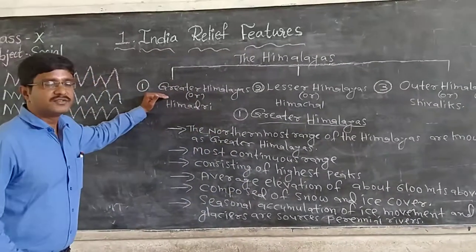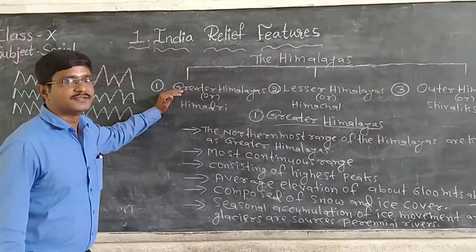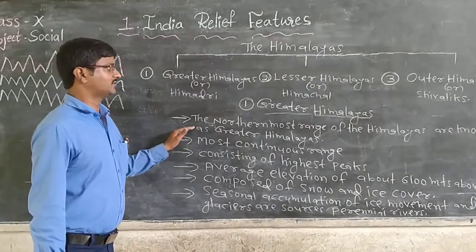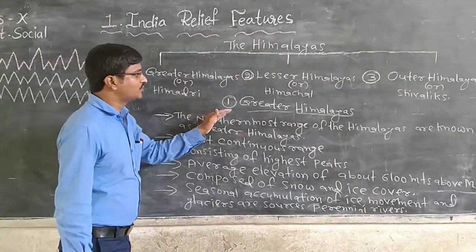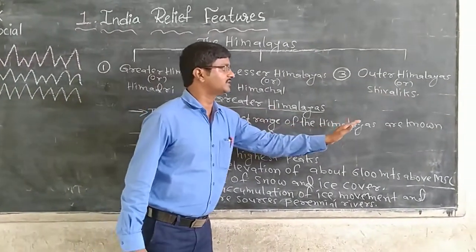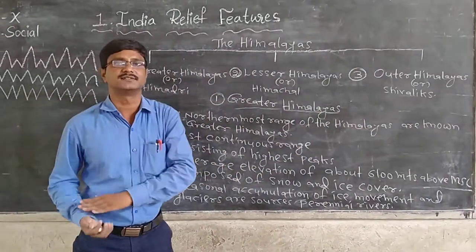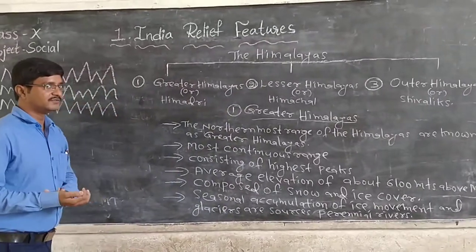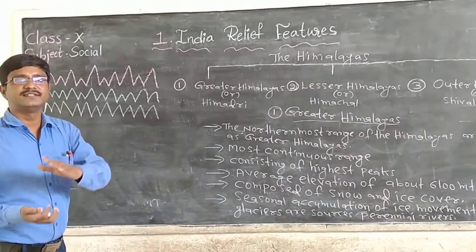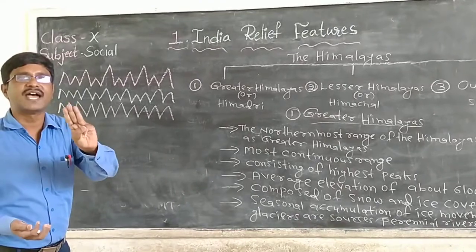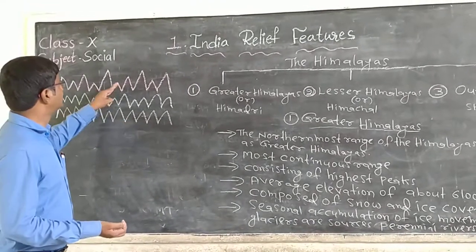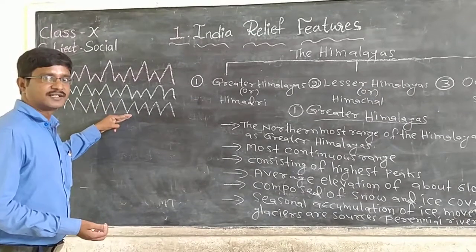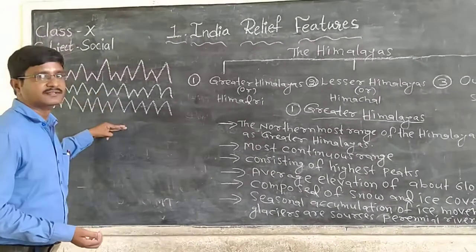See, what are called Greater Himalayas? What is the definition of Greater Himalayas? The northernmost range of the Himalayas is known as Greater Himalayas. Just now we have learned that the Himalayan mountains are classified into three parallel ranges. 1, 2, 3. The Himalayan ranges are classified into three parallel ranges.